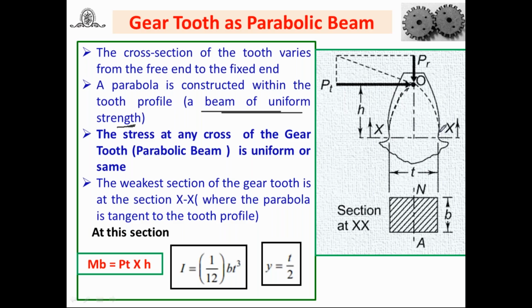Look at this parabola. This is very important. Because of this parabola, what is going to happen? We will get a beam of uniform strength. That's why this parabola plays an important role. Otherwise, you will not get a uniform strength of a gear tooth. Try to understand, that's why the parabola is constructed.